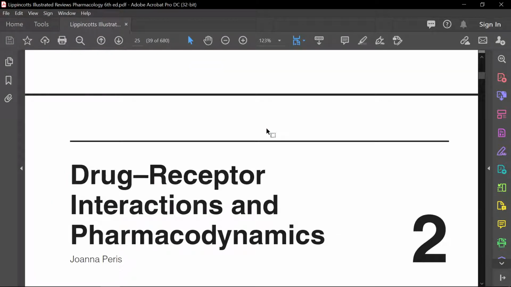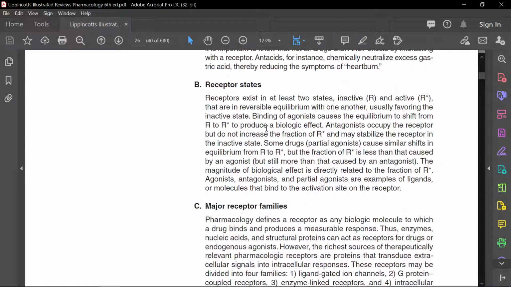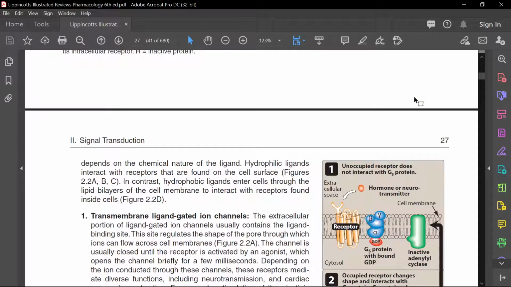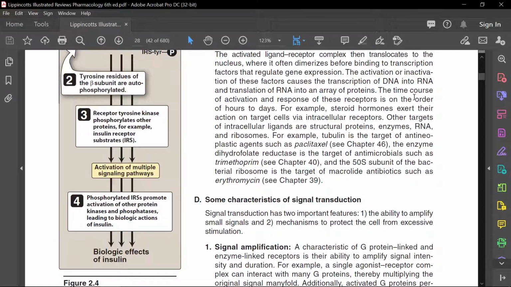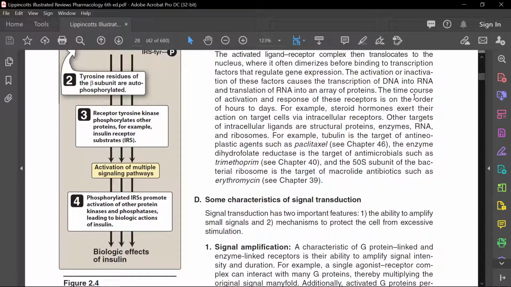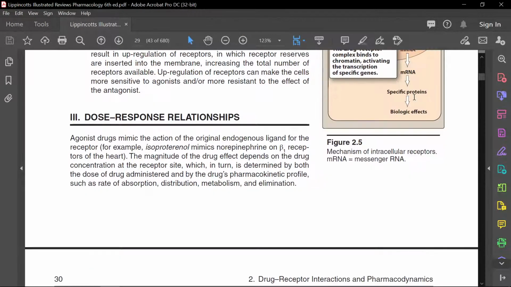So this is from the first chapter, and then questions from the second chapter include signal transduction, the drug-receptor complex, and receptor families. So the four receptor families include ligand-gated ion channels, G-protein-coupled receptors, enzyme-linked receptors, and intracellular receptors. Then the next question is the characteristics of signal transduction, like signal amplification, desensitization, and down regulation of receptors.